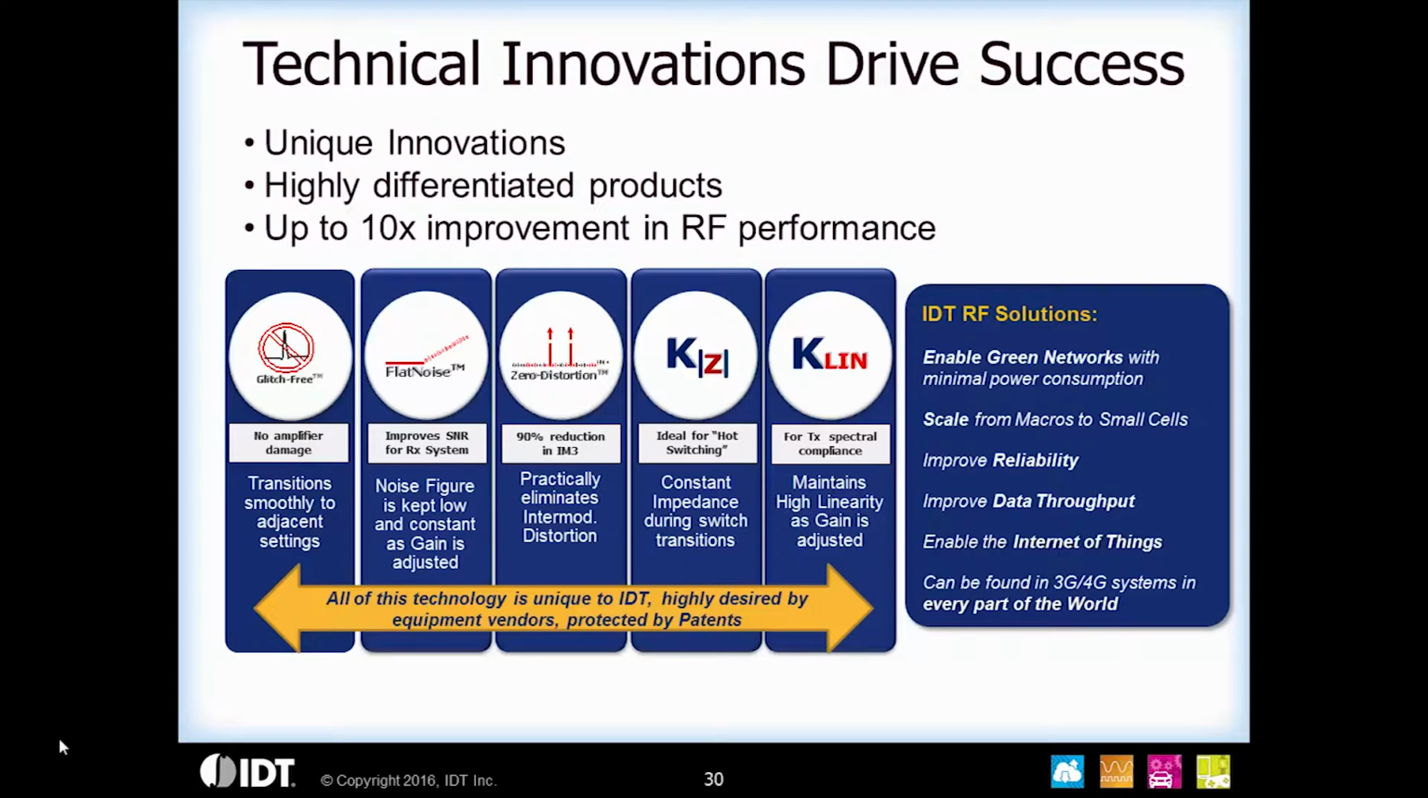With KZ technology, which is ideal for hot switching, we are able to provide you switches where there's constant impedance during switch transitions. And with Kailyn technology, we are able to provide you RF devices which maintain linearity as gain is adjusted. All of this technology is unique to IDT, highly desired by equipment vendors, and protected by patents.